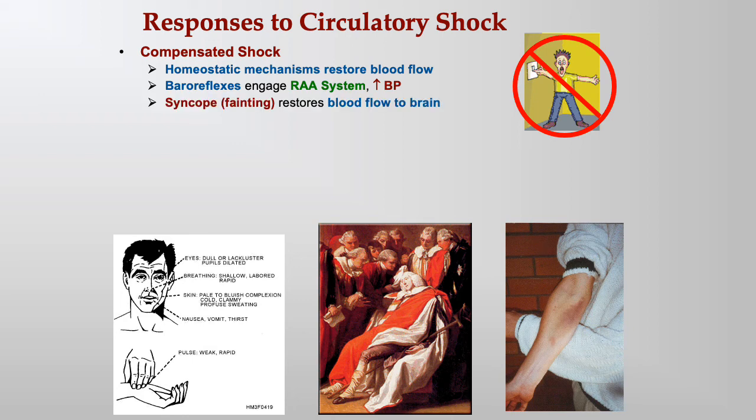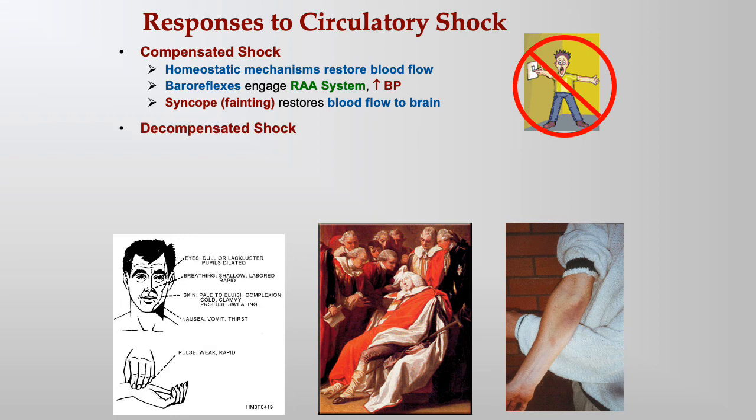Syncope, which is fainting, restores blood flow to the brain. Think about it. If you have low blood pressure, you're not getting enough blood to your brain. If you continue to try to stand up or sit up, your brain's going to go, look, we're not getting enough blood here. So what does the brain do? It makes you go unconscious. What happens when you go unconscious? You fall flat on the floor, your body levels out horizontally, and then blood will be able to flow to your brain. So when that happens, your brain is basically trying to save you by making you pass out.